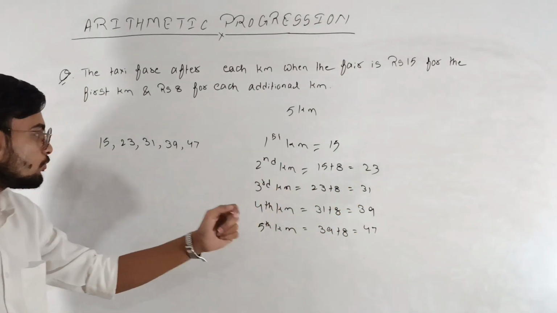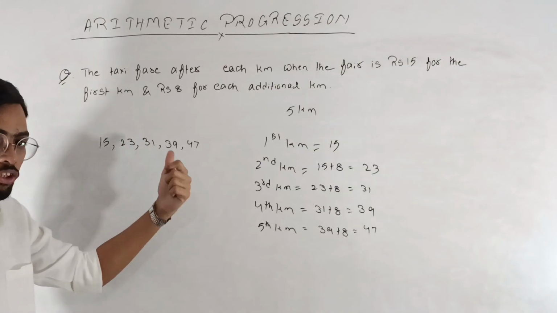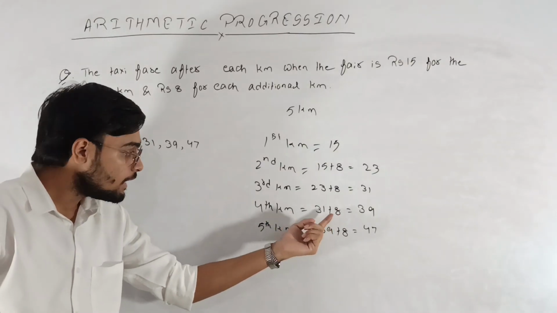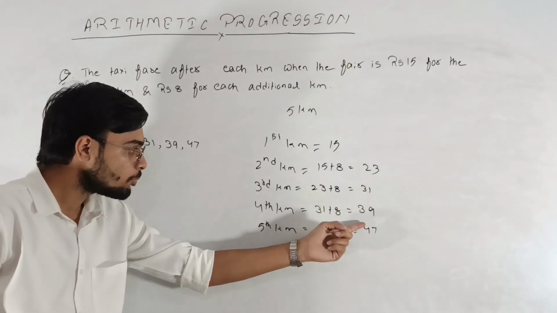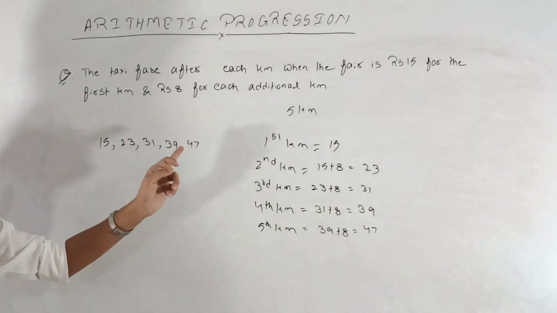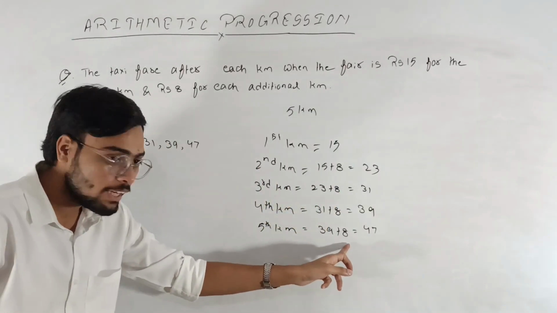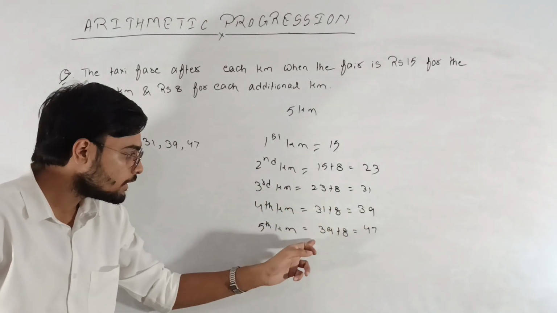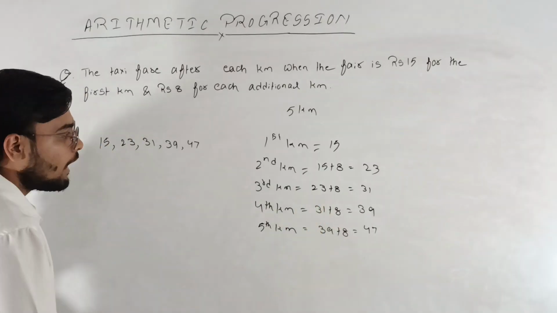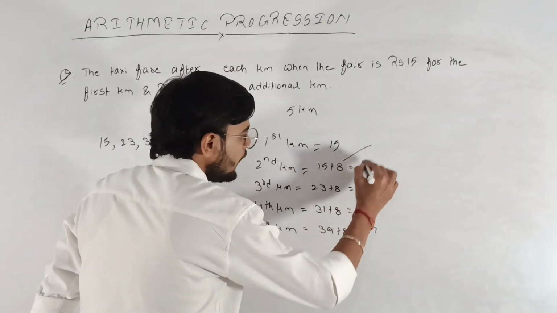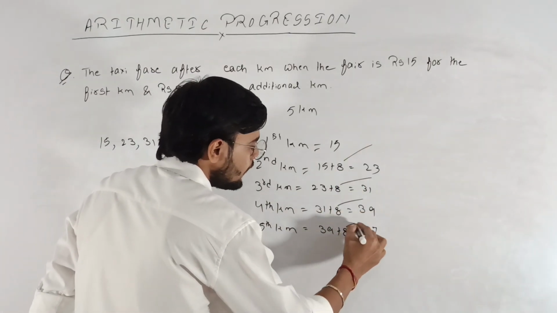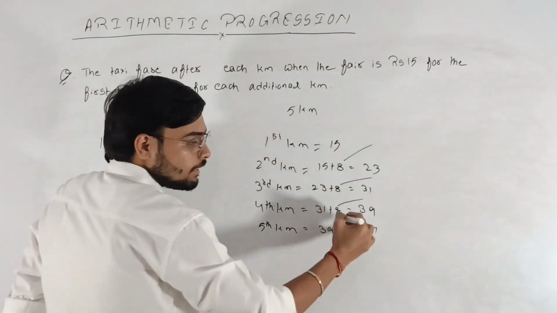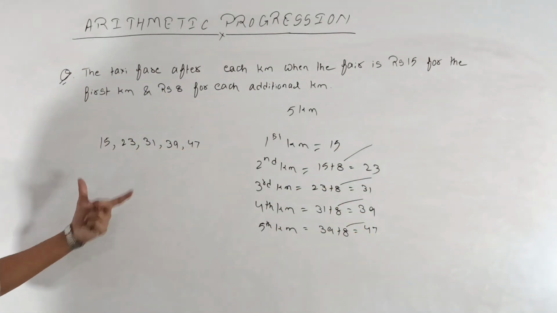So I get 31. Fourth term is 39. How is 39 obtained? I add 8 again to 31, that is the third term. So I obtain the fourth term, that is 39. Fifth term is 47. Again I add 8 to the fourth term, that is 39. Then I get 47. So look here, I add the same fixed number, 8, 8, 8 and 8. I add the fixed number 8. So this sequence is in AP.